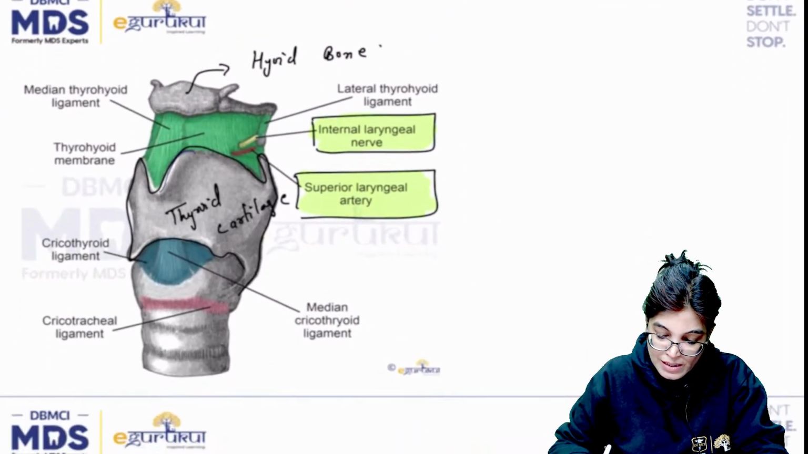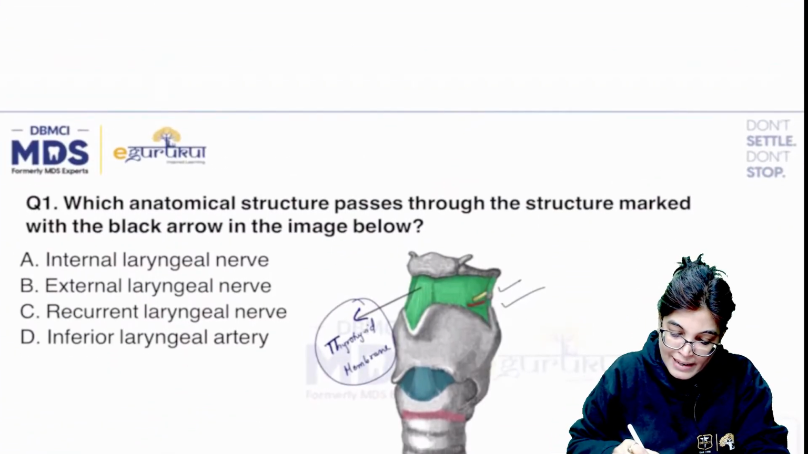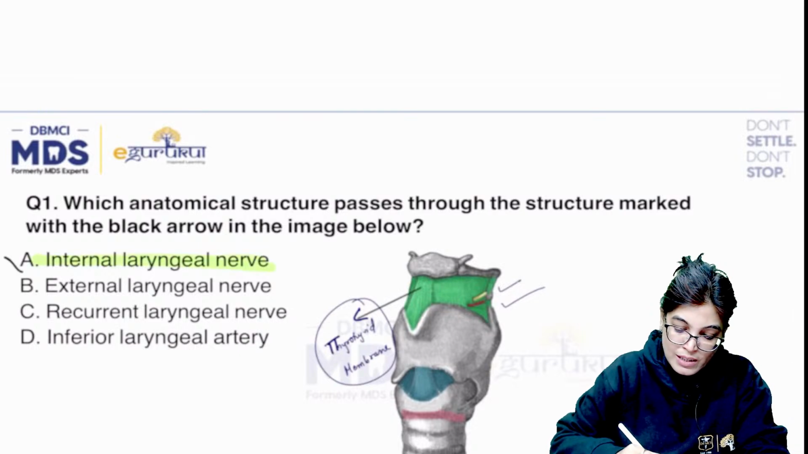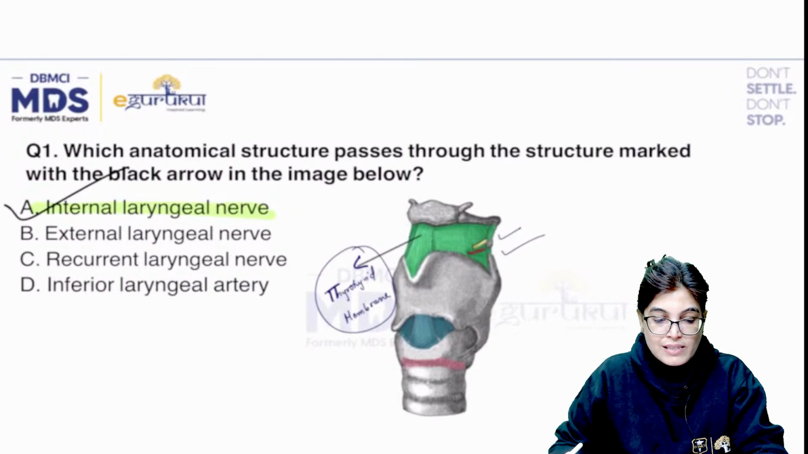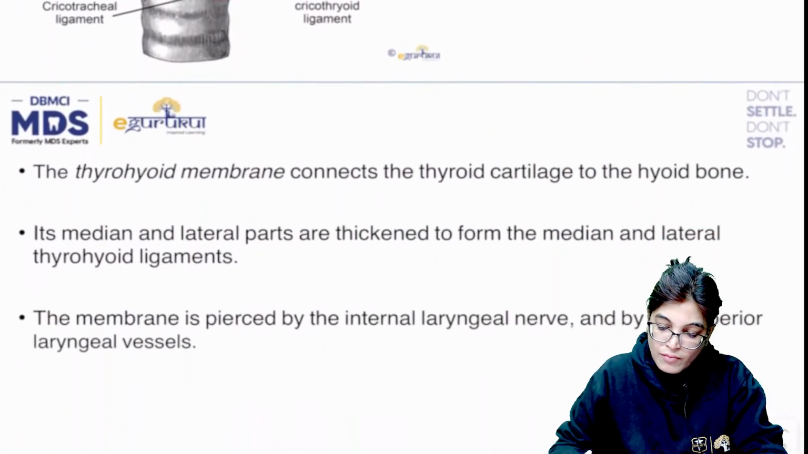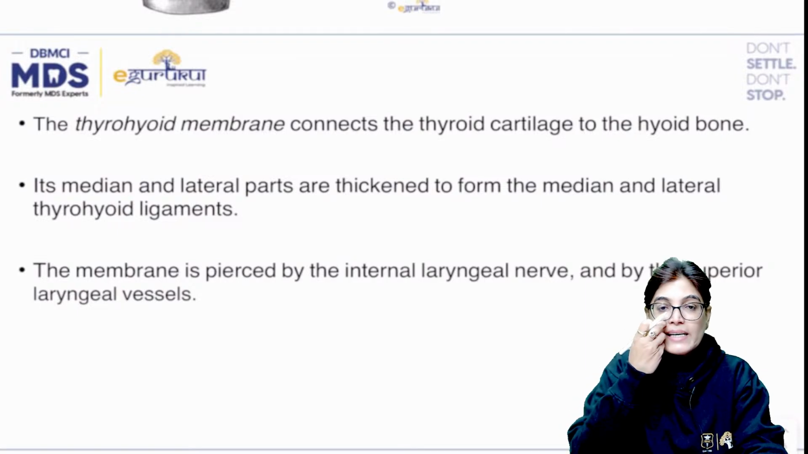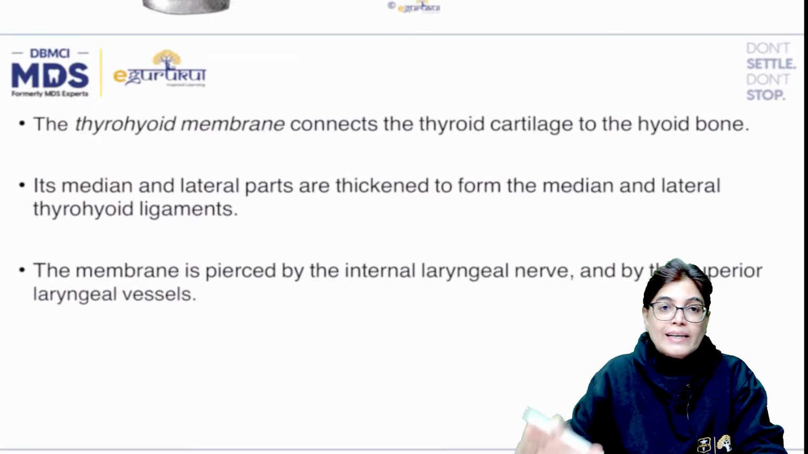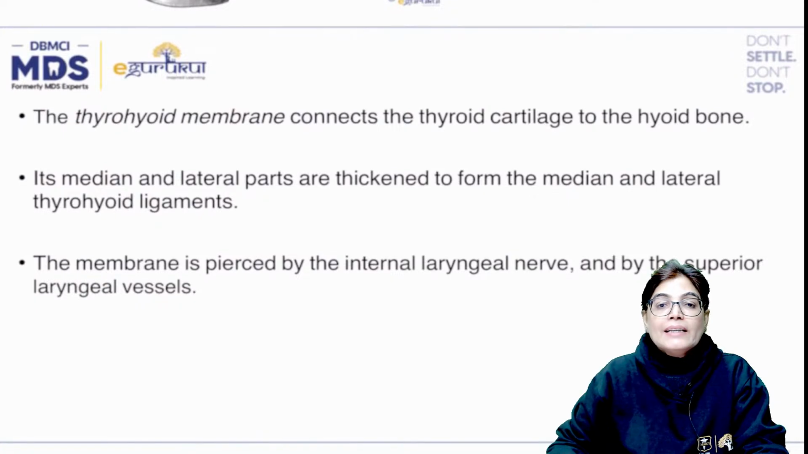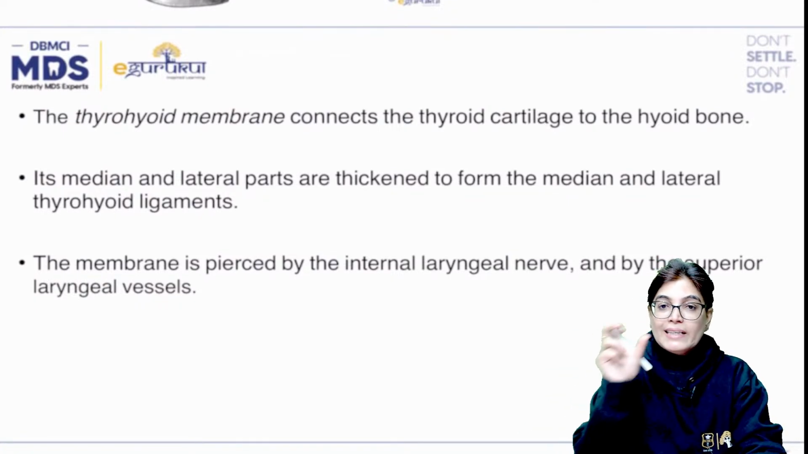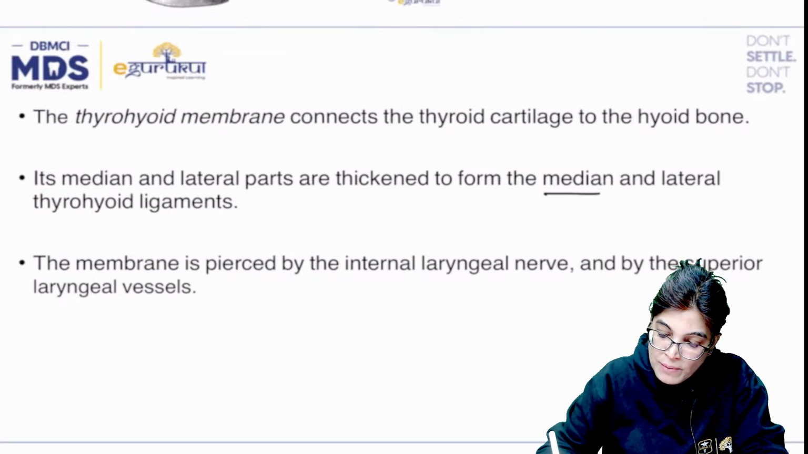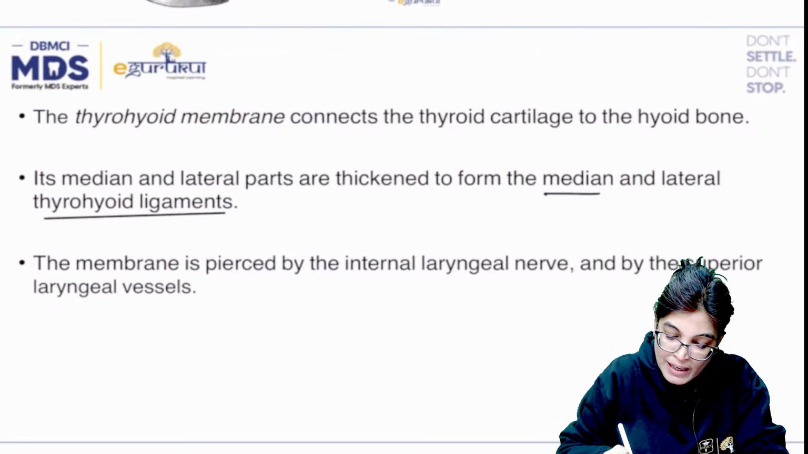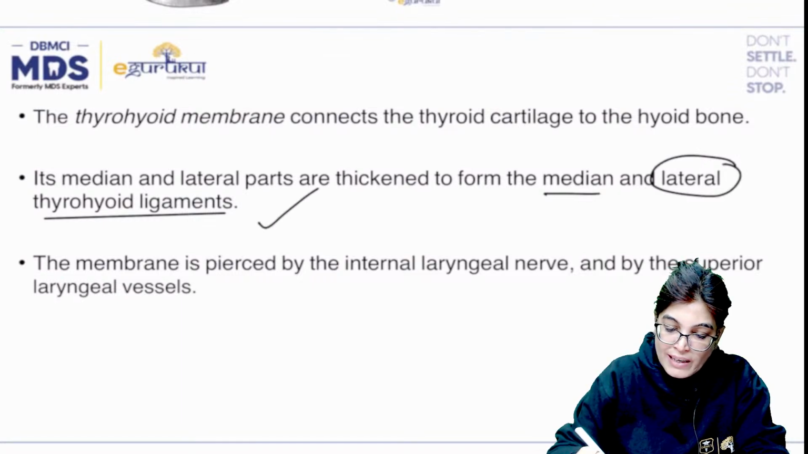That gives us the right answer. Definitely the right answer will be the internal laryngeal nerve in this case. What will be the right answer? Internal laryngeal nerve in this case. Now, what is the thyroid membrane? As I told you, it connects the thyroid cartilage and the hyoid bone. If you see the thyroid membrane, it is thickened in the midline to form the median thyroid ligament, and on the lateral side it forms the lateral thyroid ligament.